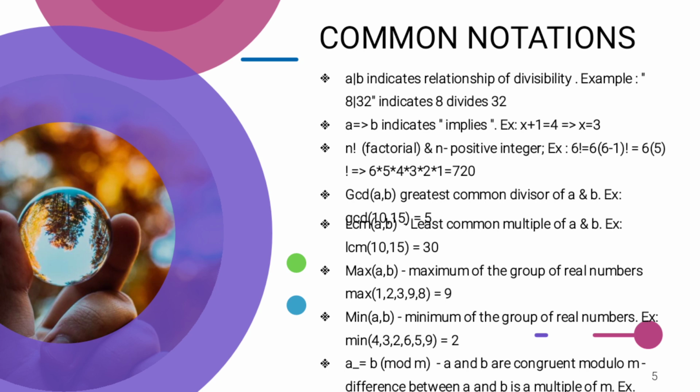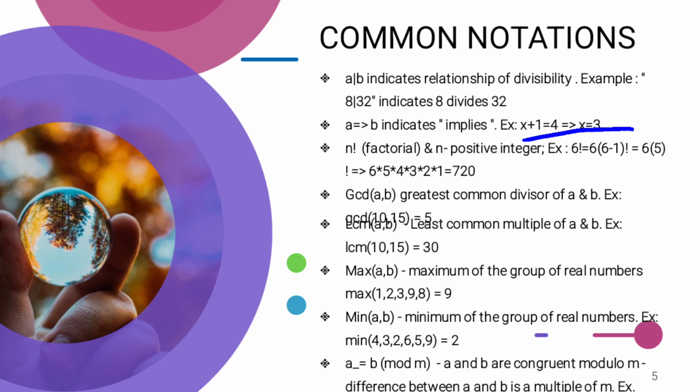Next, A ⇒ B. That symbol is called implies. The equal sign with the arrow mark indicates implies. For example, x + 1 = 4. It is obvious that x = 3. Therefore, x + 1 = 4 implies x = 3.